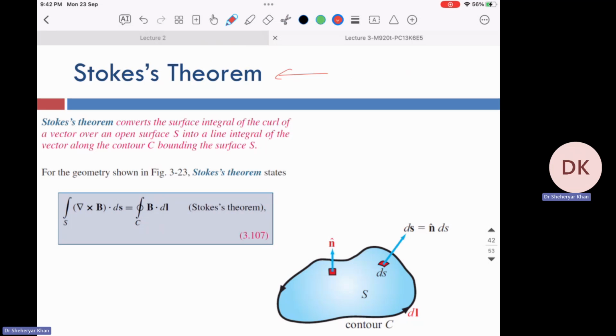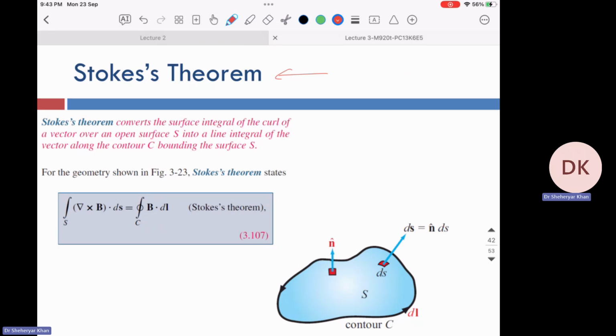Mathematically, you can convert a surface integration problem into a line integral problem. In the previous theorem, we saw we can convert a volume integration into a surface integration. So this is another helpful theorem that lets us switch between line and surface integration. These theorems will help us in our next two upcoming chapters, electrostatics and magnetostatics.